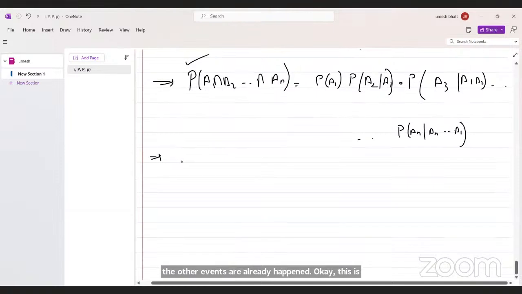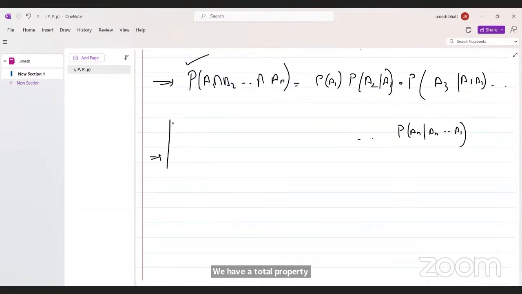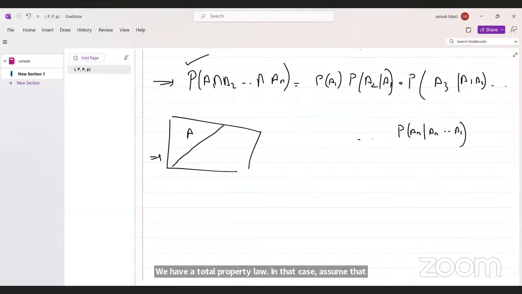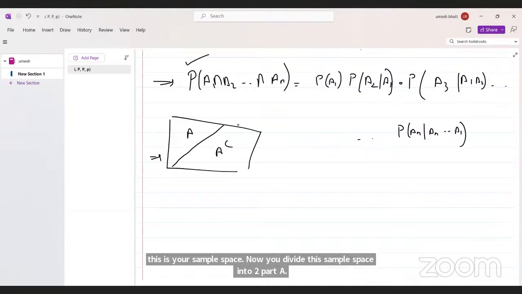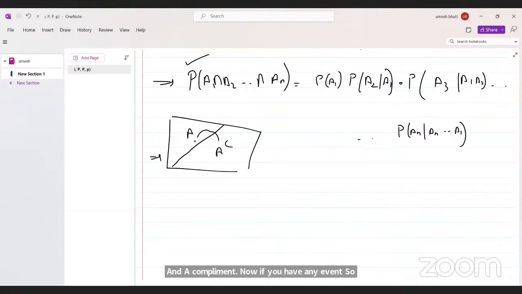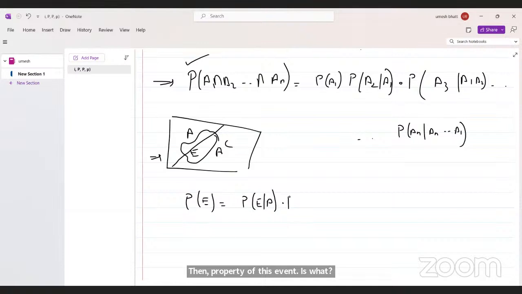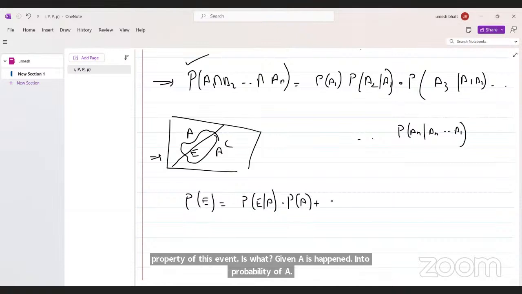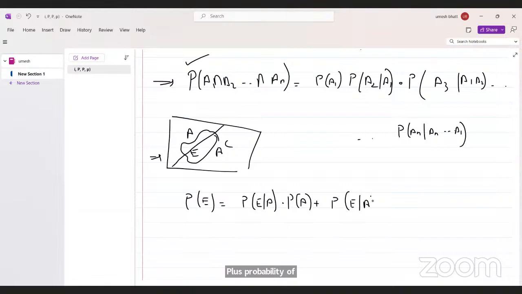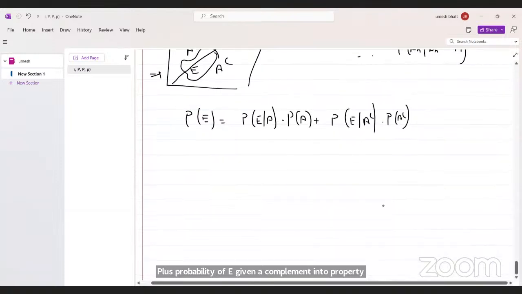After that, what we have? We have the total probability law. In that case, assume that this is your sample space. Now you divide this sample space into two parts, A and A complement. Now if you have any event, the event is a subset of this sample space. This is your event. Then the probability of this event is: probability of E given A into probability of A, plus probability of E given A complement into probability of A complement. Okay.